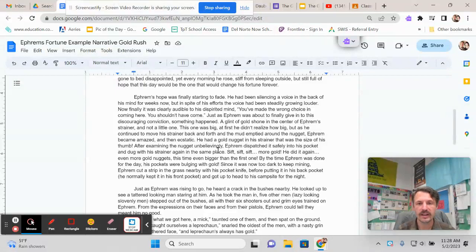More gold. He did it again. Even more gold nuggets, this time even bigger than the first one. By the time Ephrem was done for the day, his pockets were bulging with gold. Since it was now too dark to keep mining, Ephrem cut a strip in the grass nearby with his pocket knife, before putting it in his back pocket, he normally kept it in his front pocket, and got up to head to his campfire for the night.